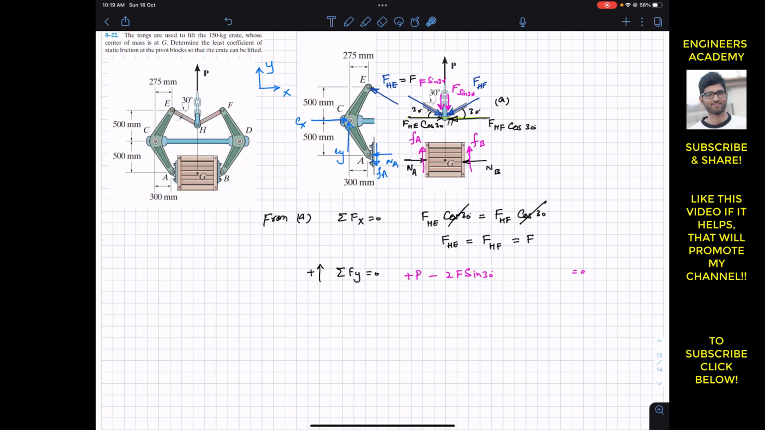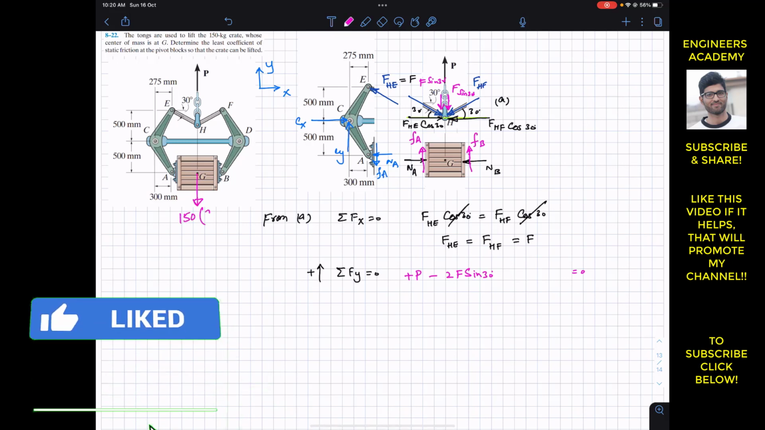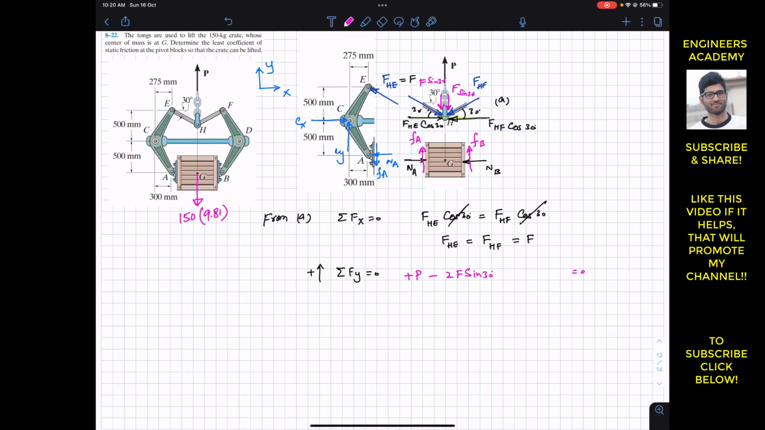So now to find P, we need to consider this whole mechanism as one body. We can show that the weight of the crate is going to act at its geometric center. We will have that weight here, and this weight is 150 times 9.81. So if you consider this whole body together, we can apply the equilibrium conditions, and we can say that the summation of forces along Y for the whole body must be equal to 0.